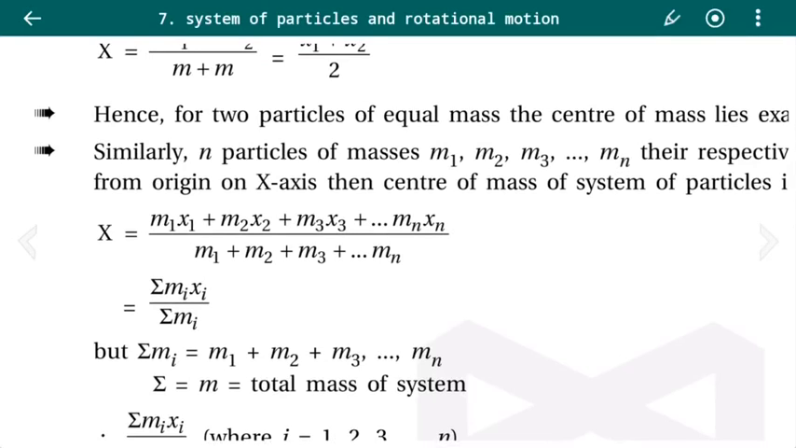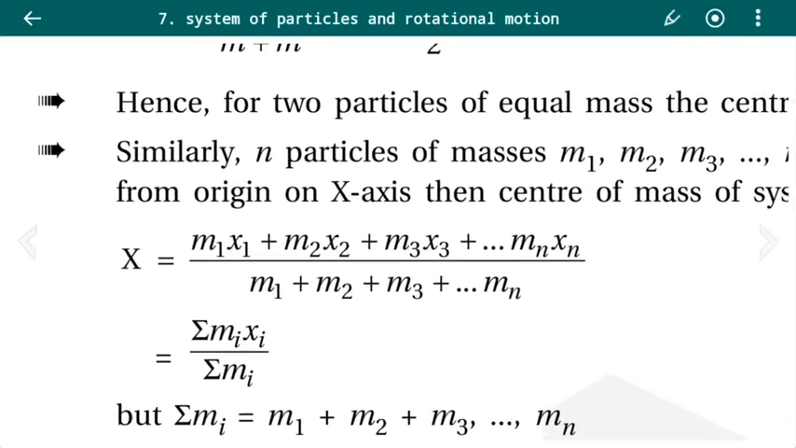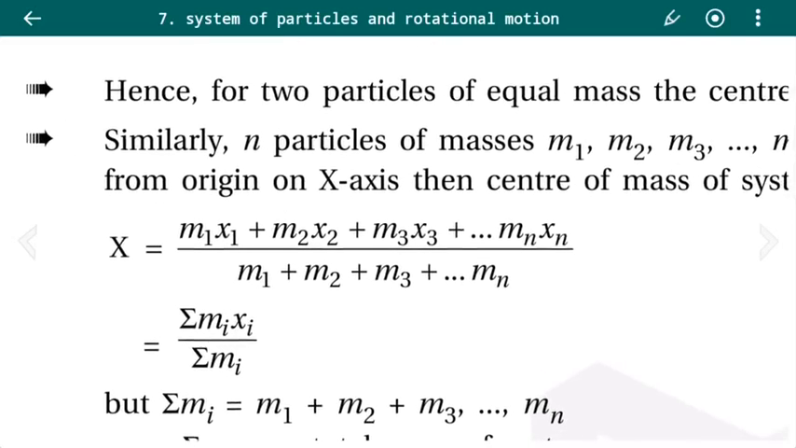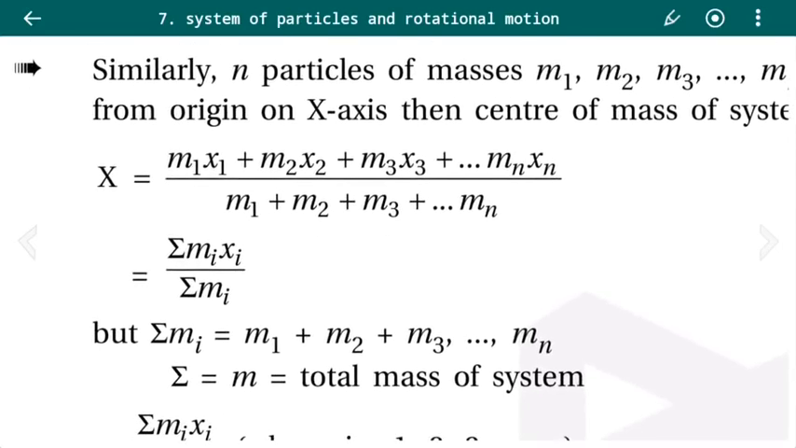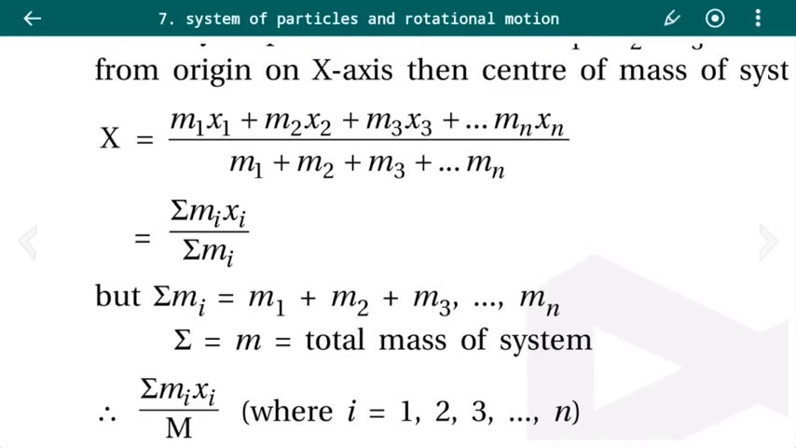So in general we can write, here we are having summation of, that means we need to use the summation symbol. We are having summation of what? The product of the mass and the position. So we can in general write mx.